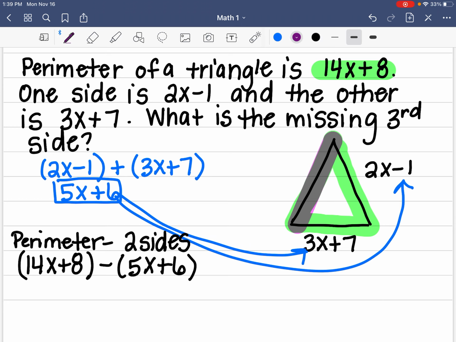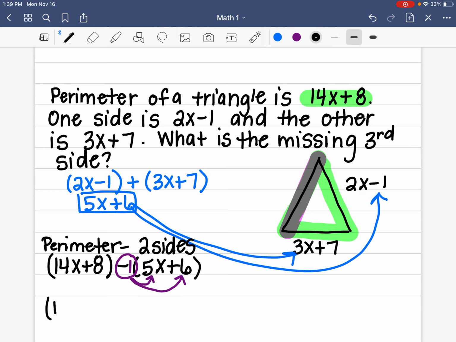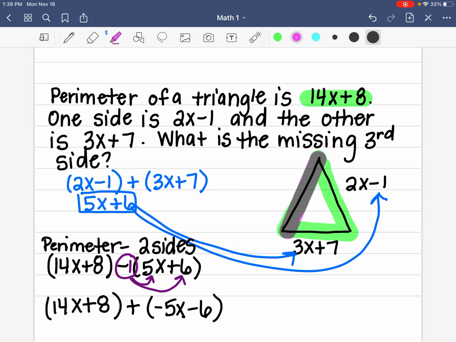Now, in the video, we talk about the fact that we need to distribute that -1. I'm going to distribute the -1 in order to simplify and make this so we make less of a mistake here. So I have 14x plus 8 plus -1 times 5x is going to be -5x. -1 times +6 is going to be -6. And then we're going to finish this by combining like terms.